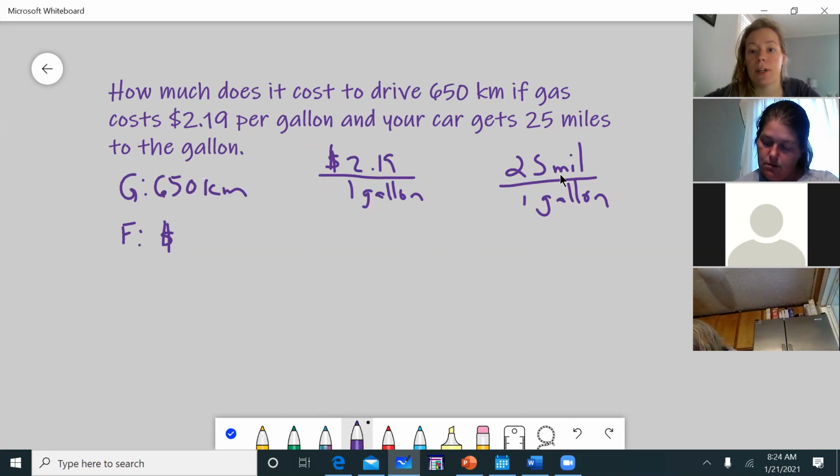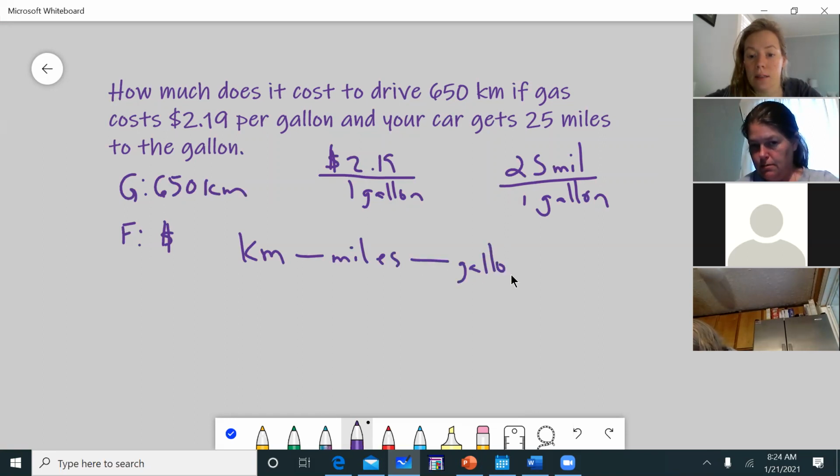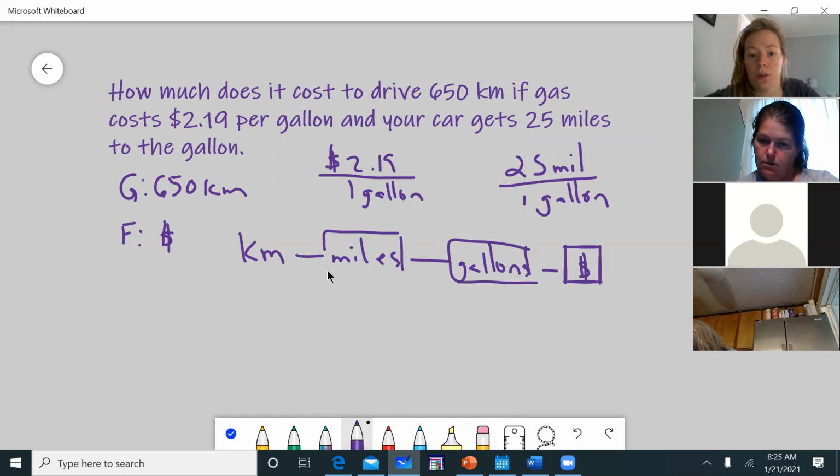Now this is in kilometers, this thing is in miles. So I'm going to convert kilometers into miles first. Then from miles, I can get into gallons. Then from gallons, I can get into money. And then it's just a matter of sticking the right conversion factors in the right spots.